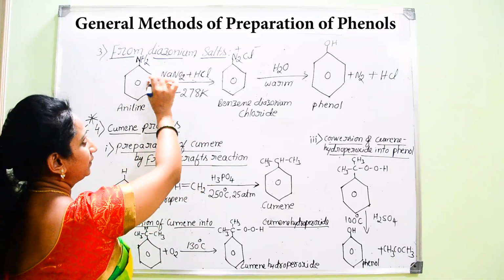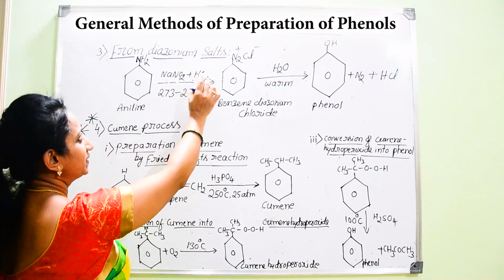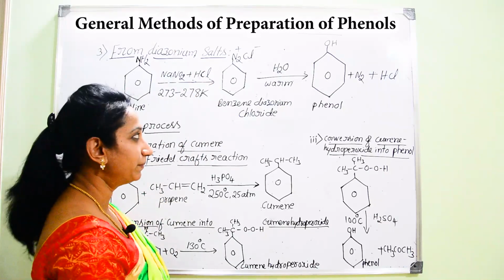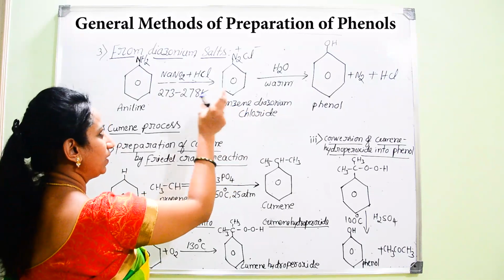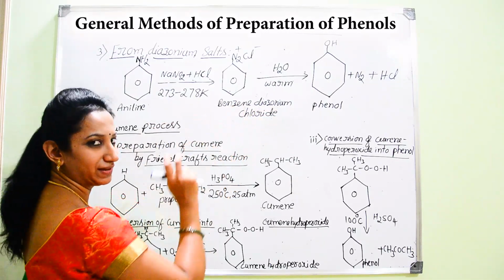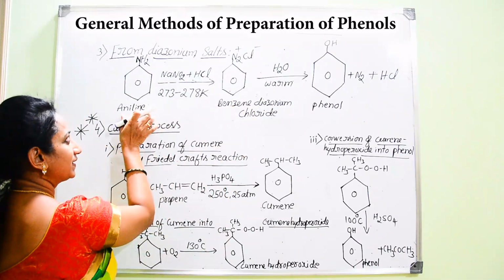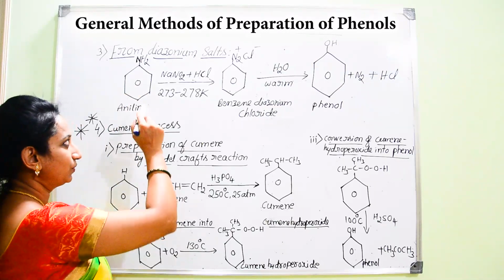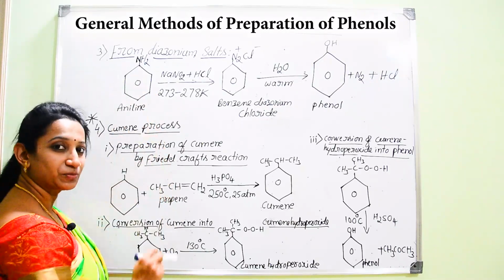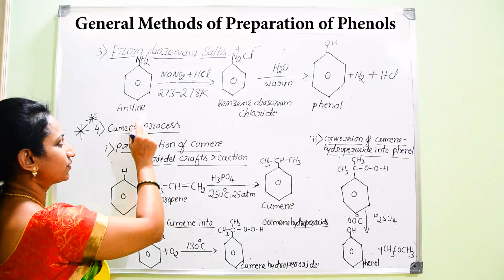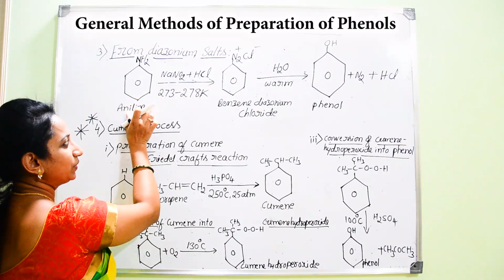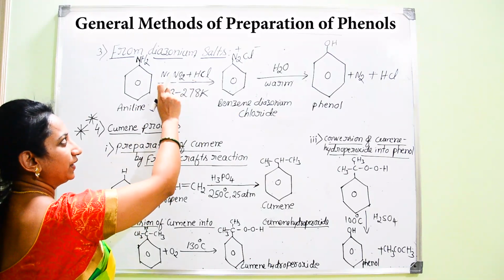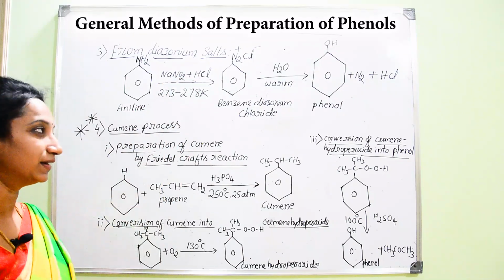Here it is given that we are going to prepare phenols from benzene diazonium salts. But before going for this diazonium salt, let me go for the preparation of the diazonium salt itself. We can start with aniline. To the benzene ring, if there is an attachment of an NH2 group, it is called what? Aniline.